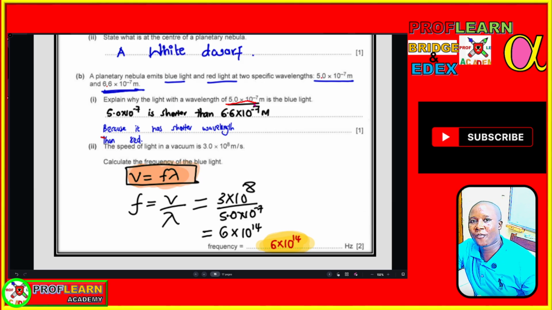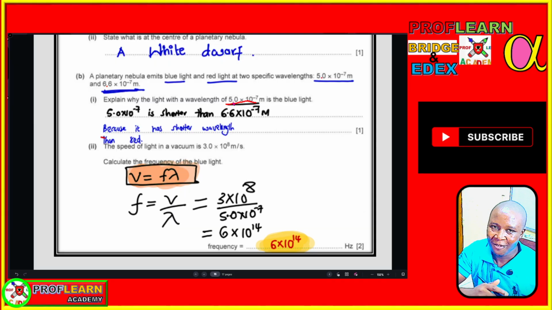A blue wavelength, red shift is a longer wavelength, but blue shift has to do with the shorter wavelength. So that wave that has a shorter wavelength is blue, but those that have longer wavelength tend to be toward the red section of the spectrum.